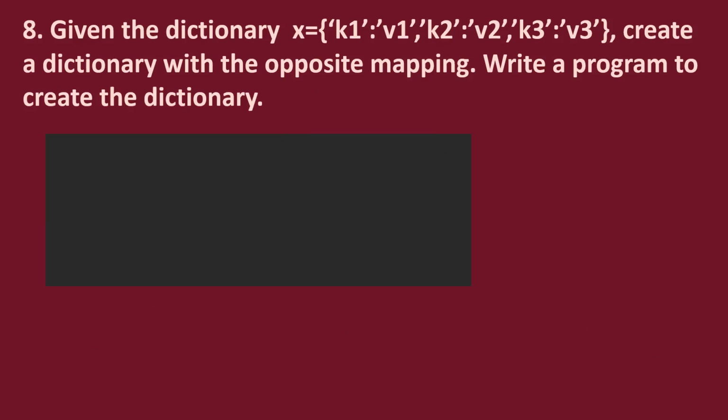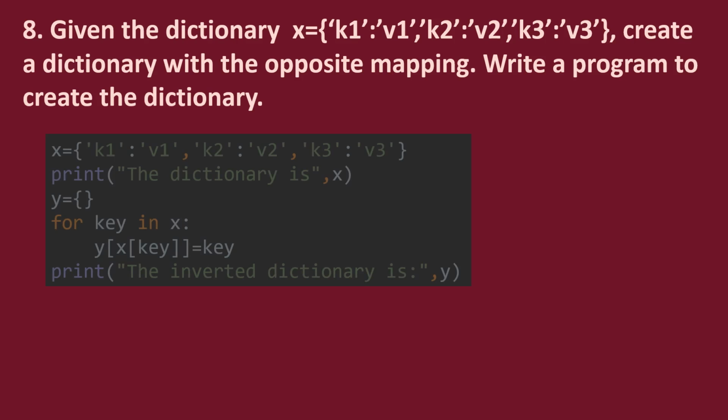Now, given the dictionary X equal to K1: V1, K2: V2 like this, create a dictionary with opposite mapping. That means in the new dictionary, the value will become the key and the key will become the value. So you can see here, first of all, X is equal to like this as per the question, K1 colon V1. Now you just have to print the dictionary like this.